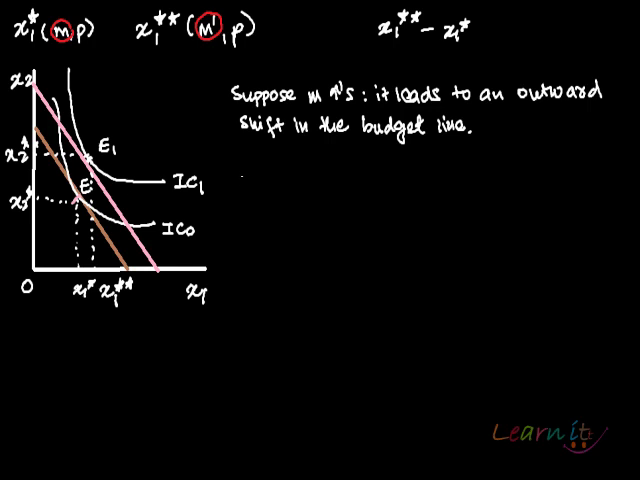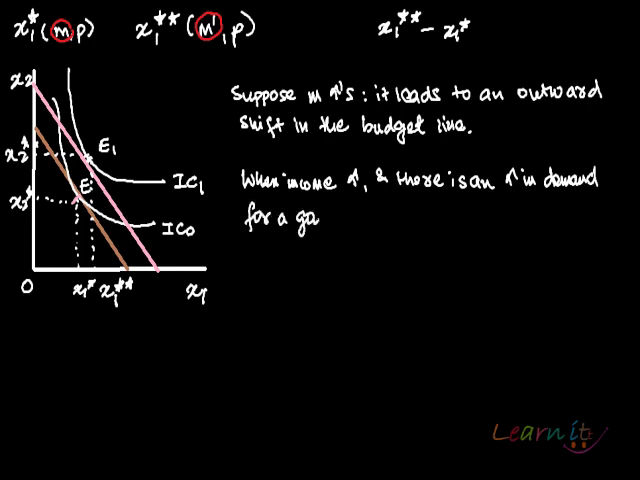And do you know this, that when income increases and there is an increase in demand for a good, then such a good is called a normal good.